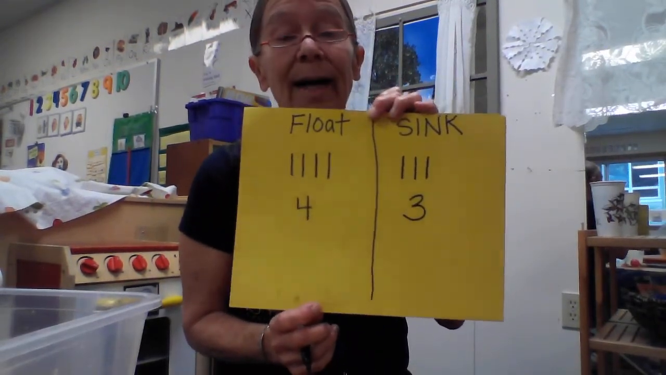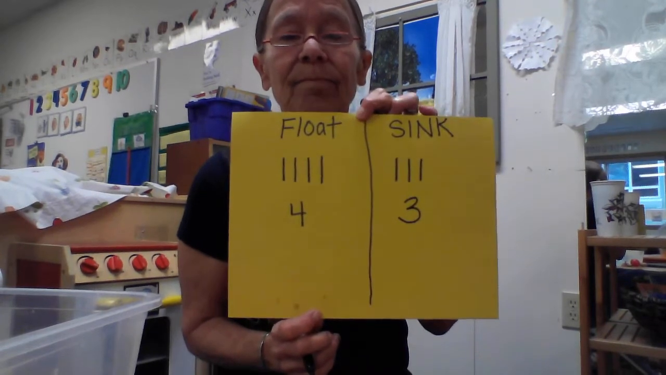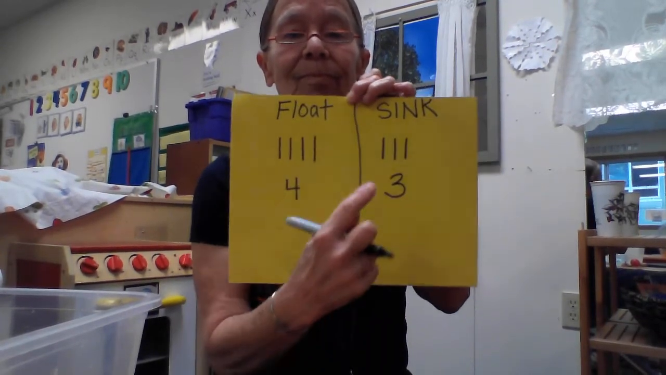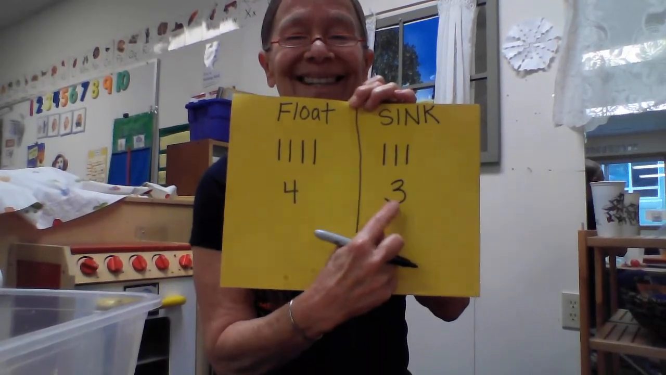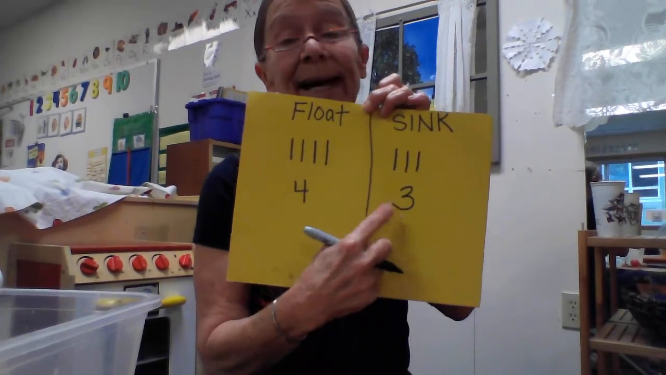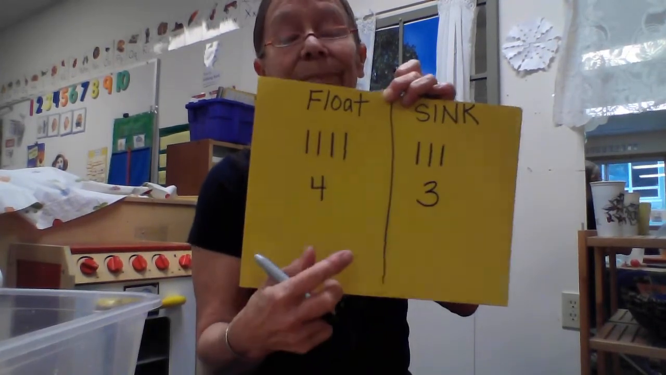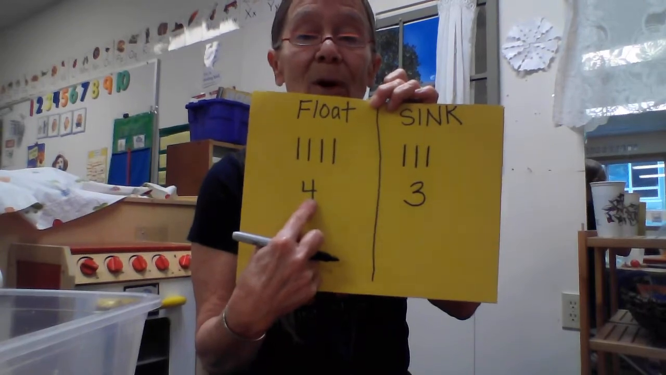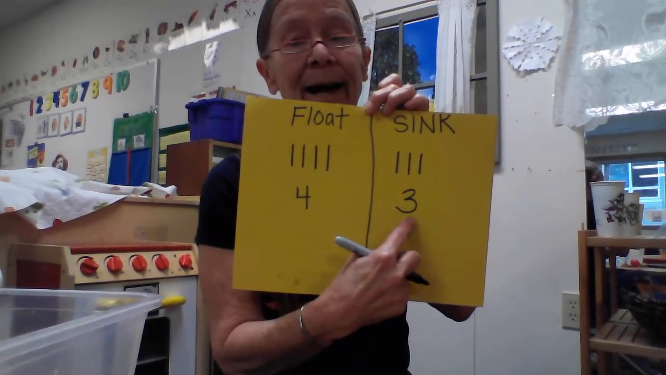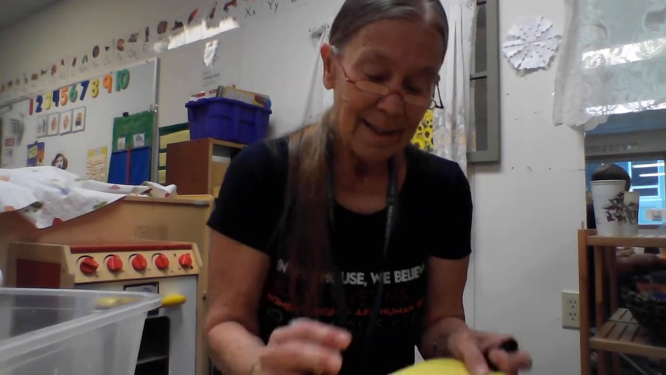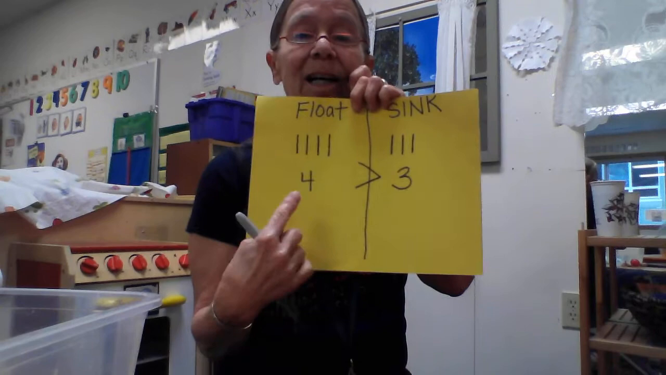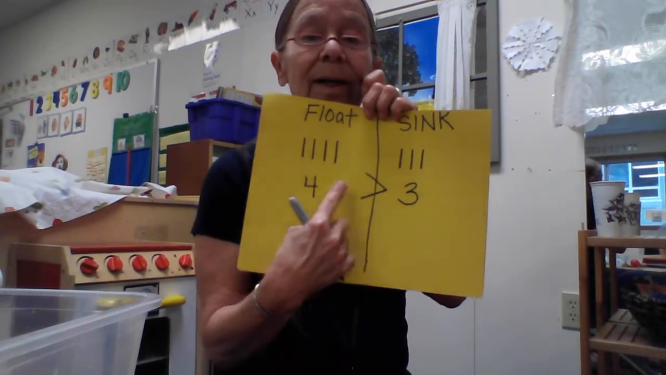Which one had the least? 3. 3 is less than 4. Yep. 4 had the most. Sink had the least. According to our tally, more things floated than sank. That was kind of fun.